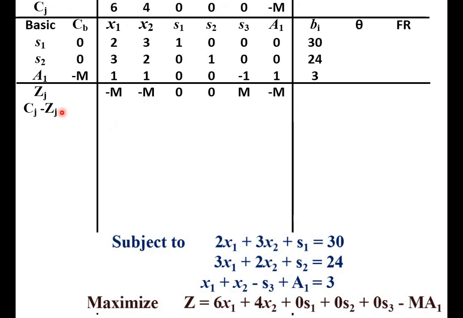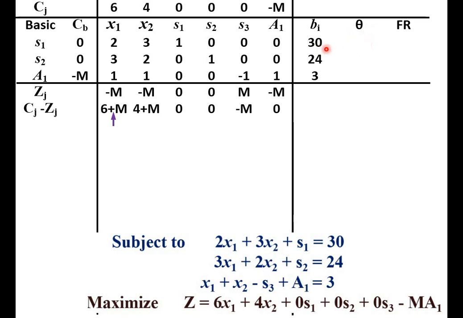Now Cj minus Zj. Here you can see Cj and Zj. Cj minus Zj means 6 minus minus M, so it will be 6 plus M. Similarly 4 minus minus M, so it will be 4 plus M. Similarly you can find the remaining values. Now here the nature of the objective function is maximized, so you have to select the maximum positive value from the Cj minus Zj row, and that will be considered as the key column.